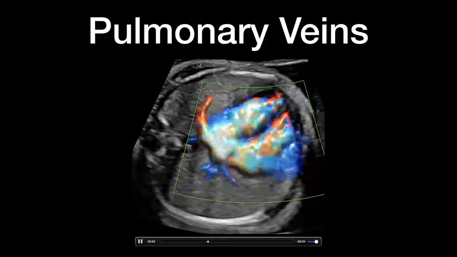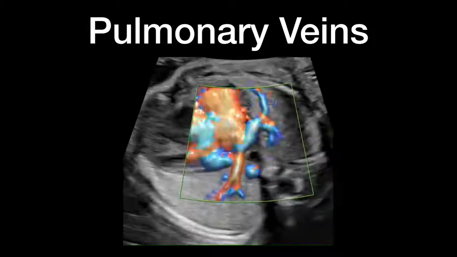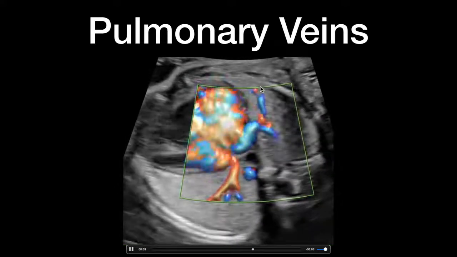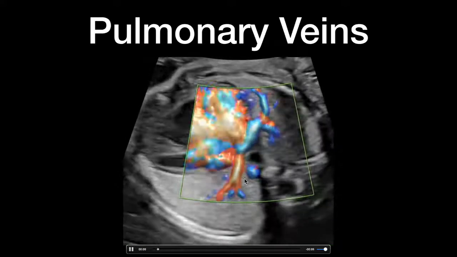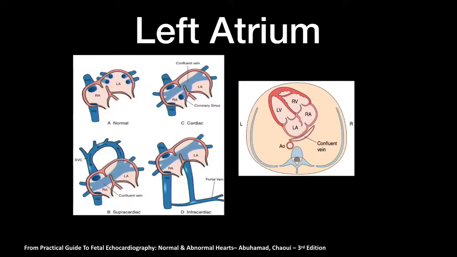And look that you need to be parallel to the direction of blood flow in the pulmonary veins. Here's another example here. You see that the ultrasound beam is coming parallel to the veins to show you the direction of blood flow. We're going to have a lot of discussions on this.